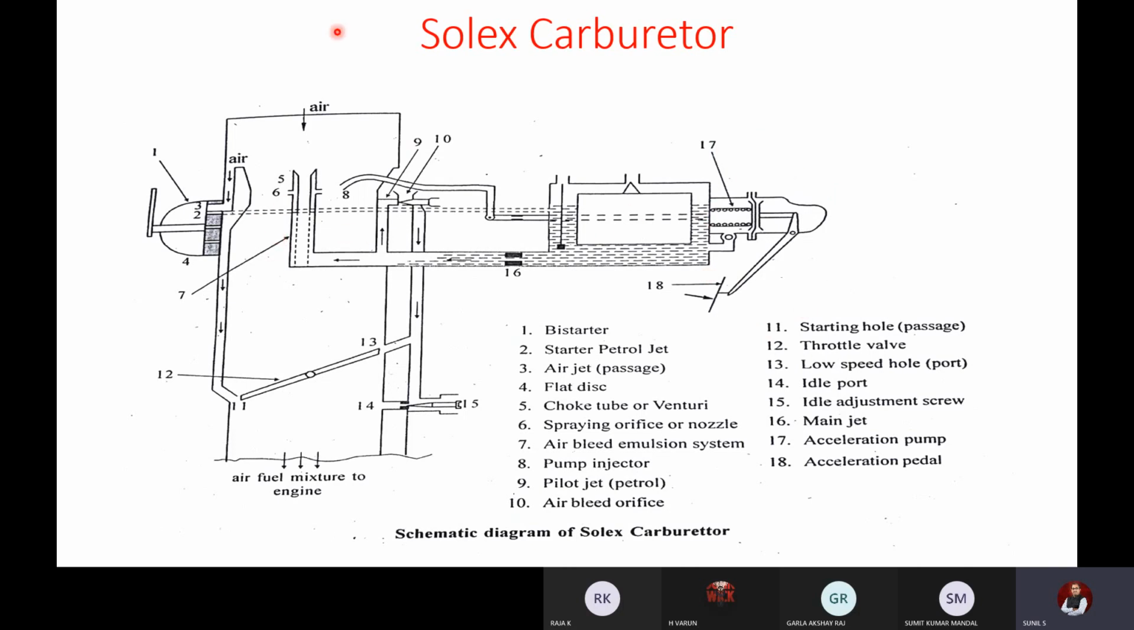So we will take 4 different cases. One is the cold start or warming condition, idling condition, slow running condition, and accelerating. We will discuss how this carburetor works in 4 conditions. Please take down a neat sketch. Usually it is asked for 10 to 12 marks, right? So if you can draw the sketch, the explanation can be done easily. Okay, so just take it down.